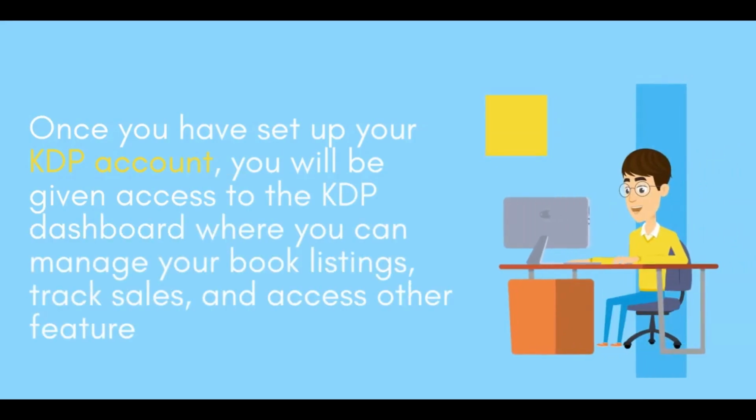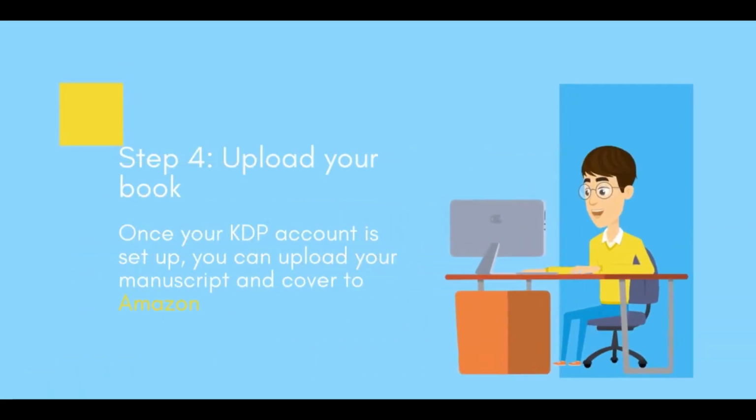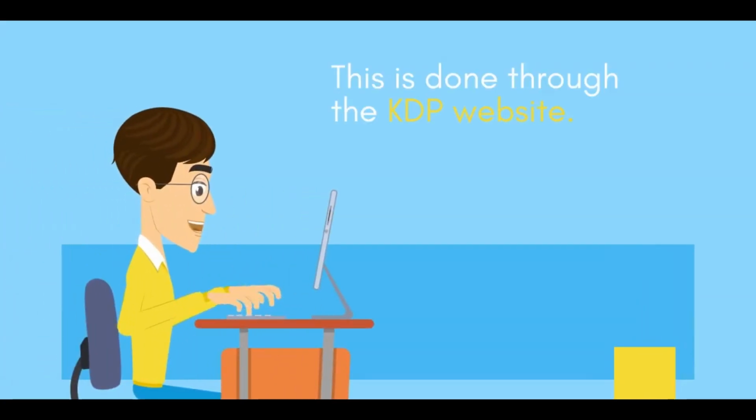Once you have set up your KDP account, you will be given access to the KDP dashboard where you can manage your book listings, track sales, and access other features. Step 4. Upload your book. Once your KDP account is set up, you can upload your manuscript and cover to Amazon. This is done through the KDP website.